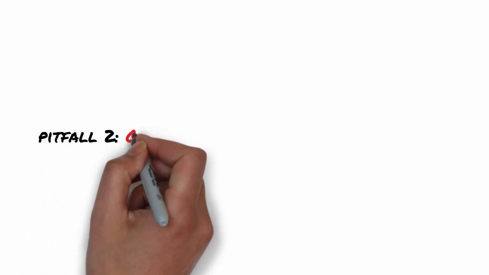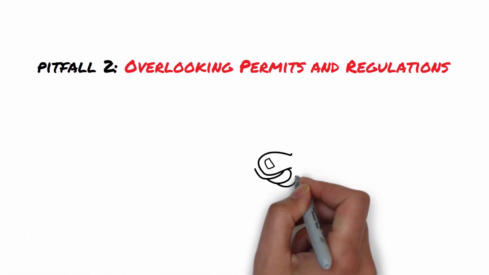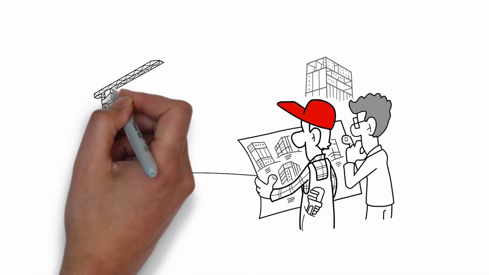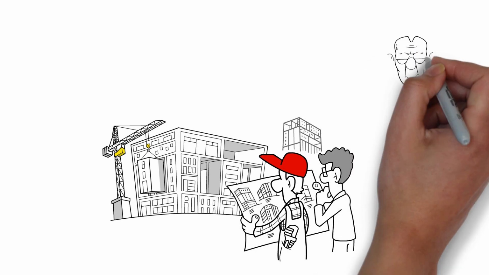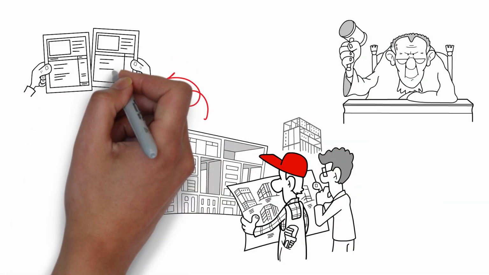Pitfall 2. Overlooking permits and regulations. The second pitfall, overlooking permits and regulations. It's akin to entering a duel without knowing the rules. You might find yourself on the wrong side of the law. Always ensure your renovations comply with local regulations.